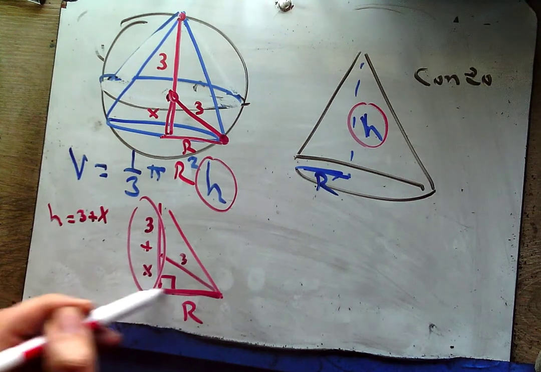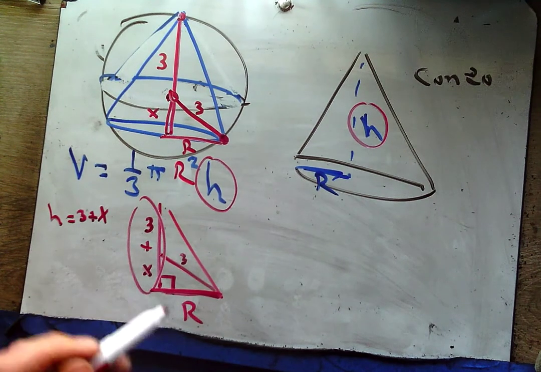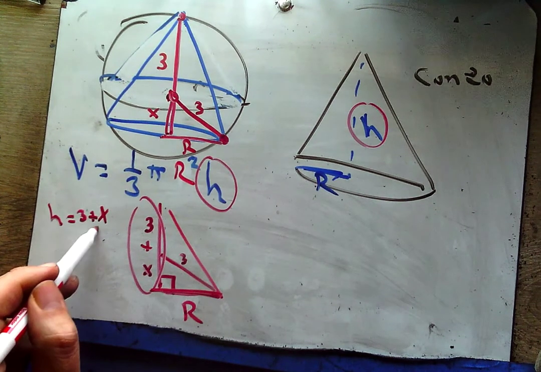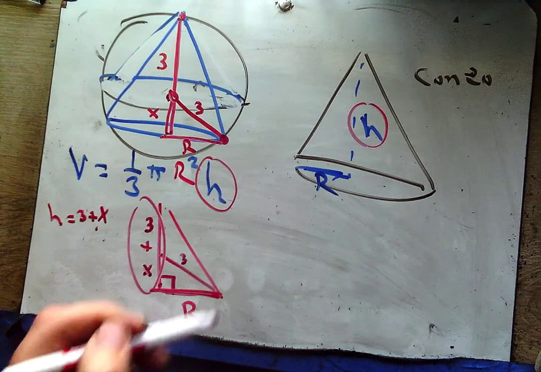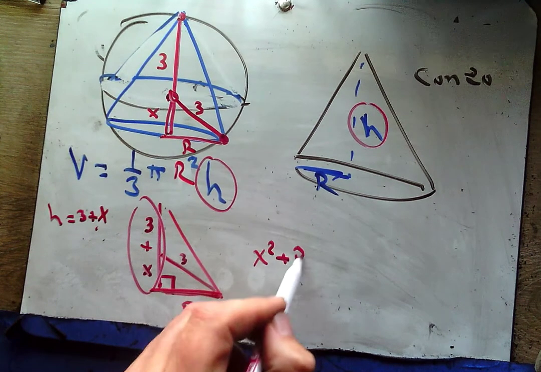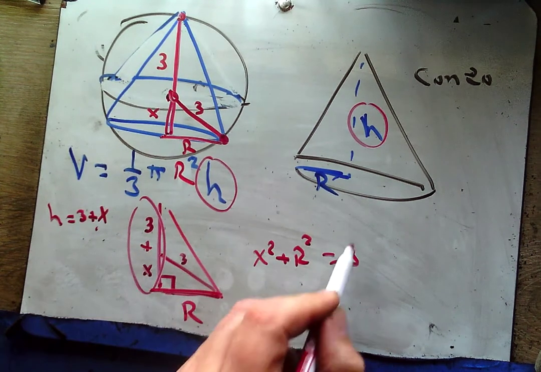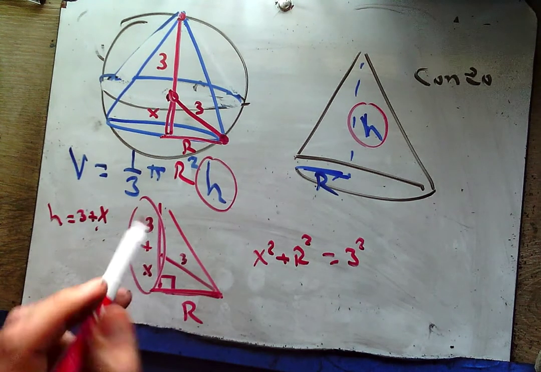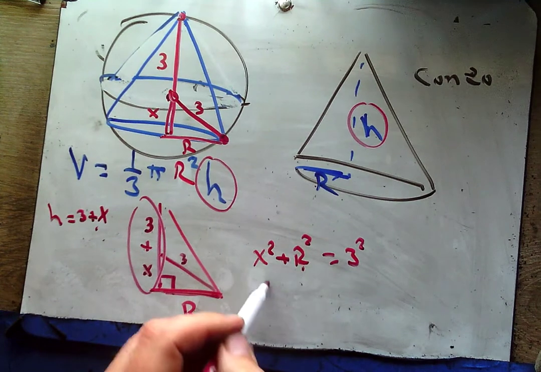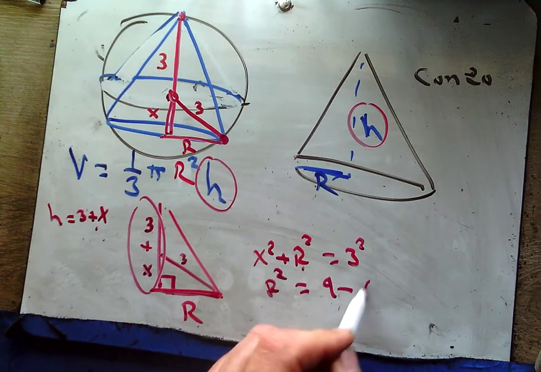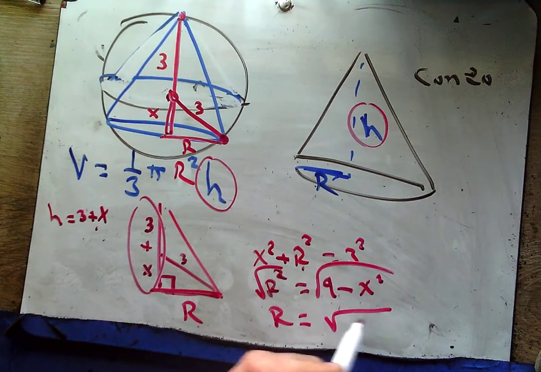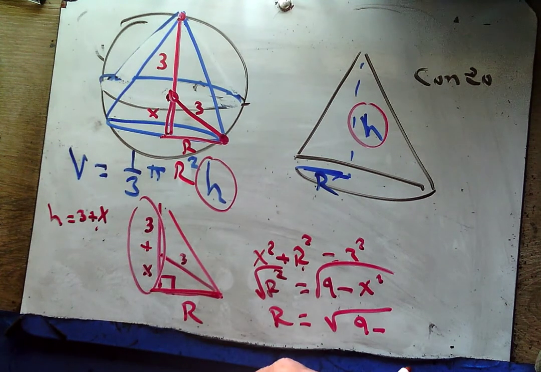But I also need to be able to describe this with the same variable. So let's use the Pythagorean theorem here. X squared plus big R squared equals 3 squared. Okay? And what am I solving for? R. So R squared equals 9 minus x squared. And when I take the square root of both sides, I see that R is square root of 9 minus x squared. Isn't that interesting?